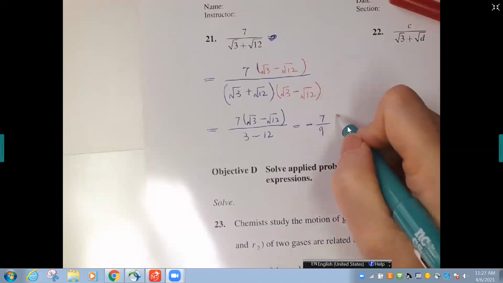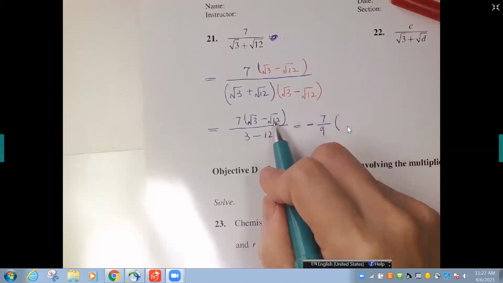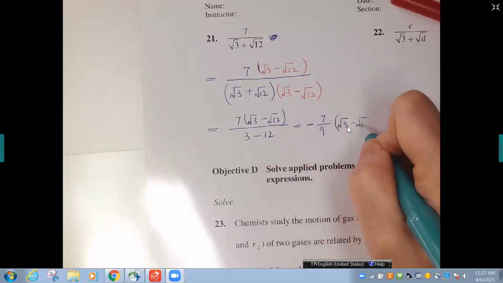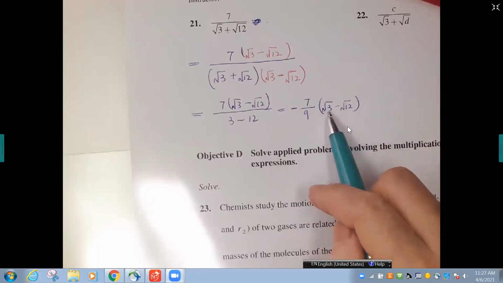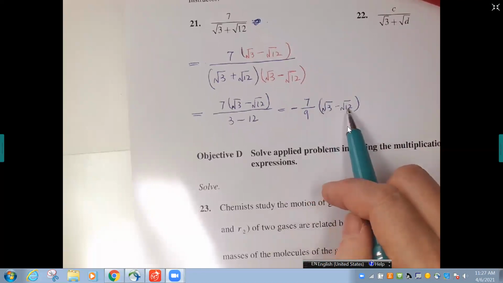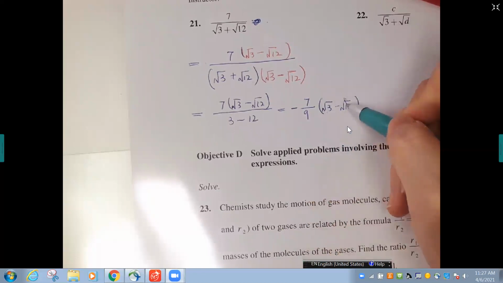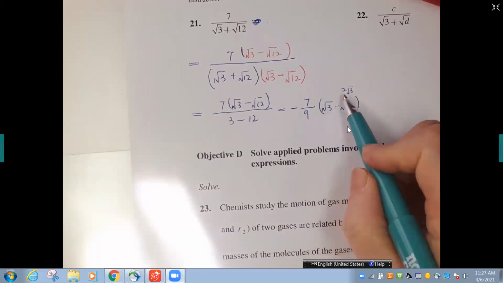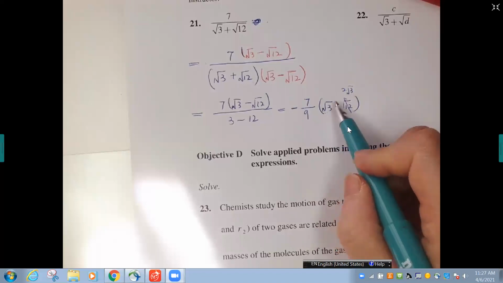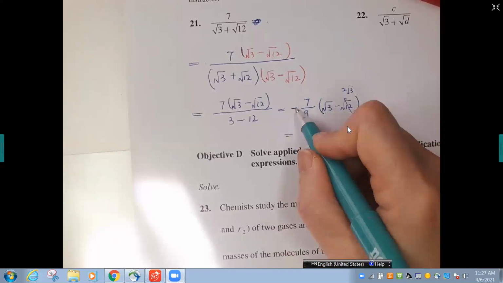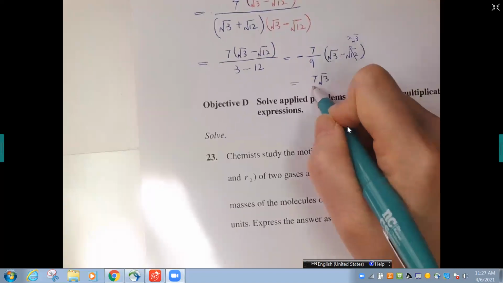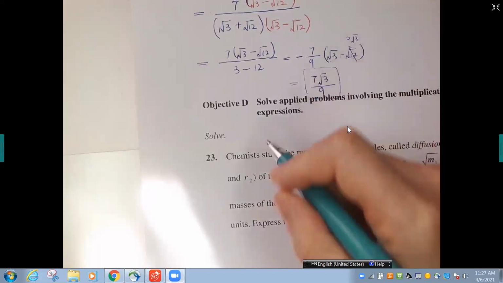This problem is very special here because radical 12 can be simplified. So I'll keep this down. Normally, if those two radical terms are not similar, then we can stop here. But this one, radical 12 is actually equal to what? 2 radical 3. So radical 3 minus 2 radical 3 equals negative radical 3. So negative, negative, simplify. The final answer will be 7 radical 3 over 9. This is the final answer.